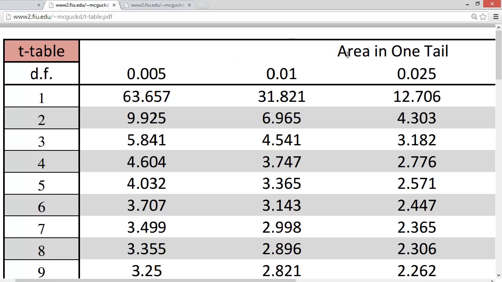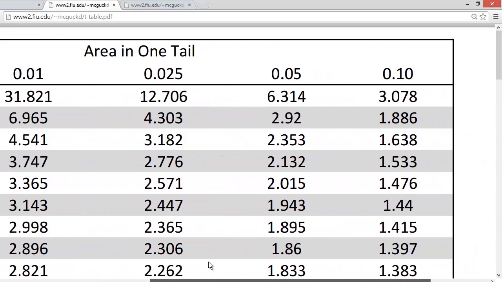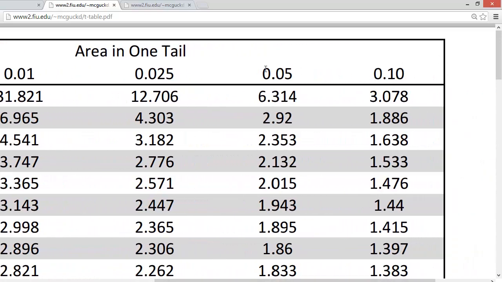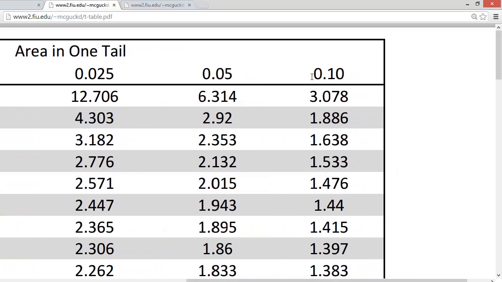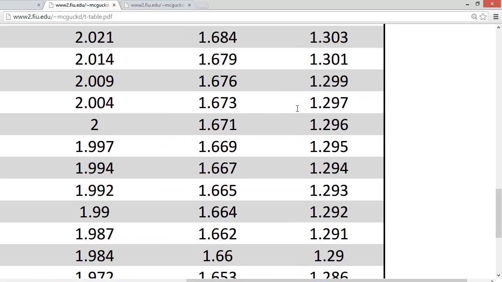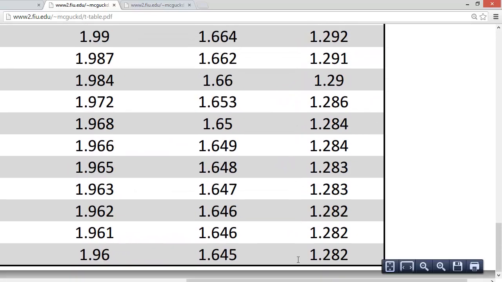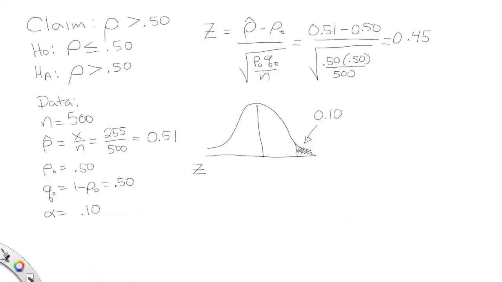So here's our t-table, and we have area in one tail. Let's go over until we see 10% there. So in the rightmost column, we have 10% in one tail. Let's go straight to the bottom then to see what the critical z value is. So all the way to the bottom, the last number in this table is a z value, and that number is 1.282. Okay, so let's put that number into our table. So 1.282. So that's in our drawing.